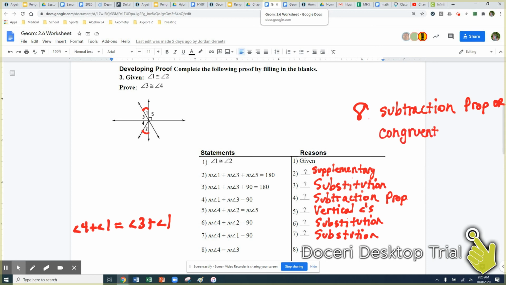And I'll be honest with you, we don't use that reason, congruent complements, at all throughout the year. This is the one problem that we see throughout the year where it would come up. The subtraction property is one that you'll definitely use a ton more in our proofs. But you could say congruent complements in that problem.